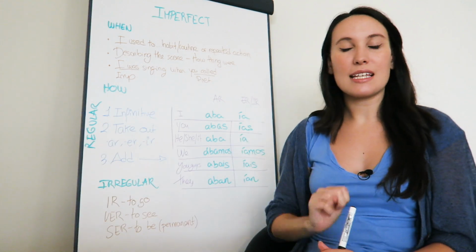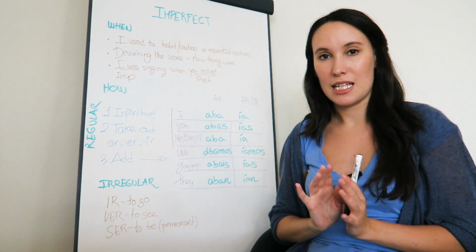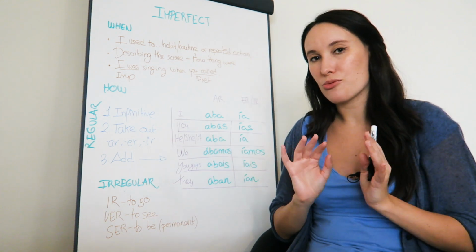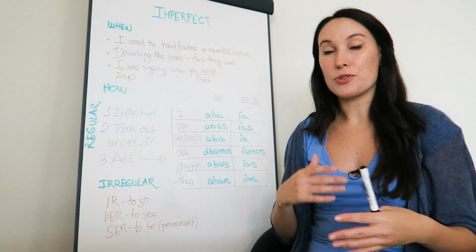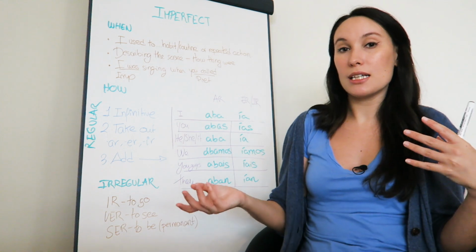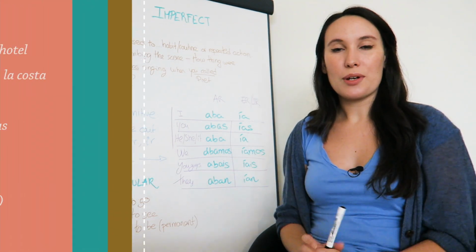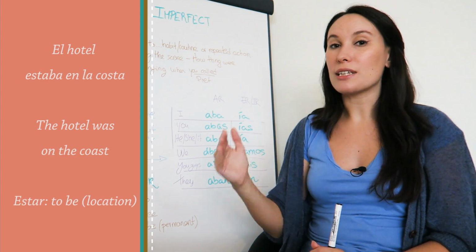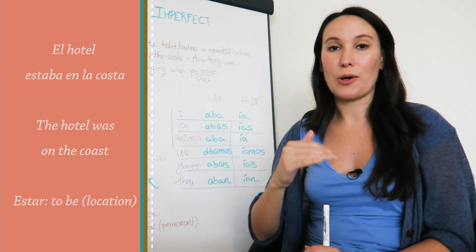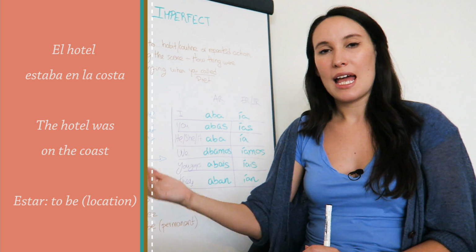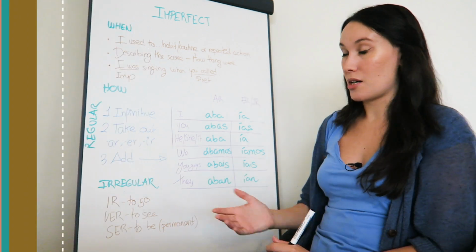The second case is describing the scene. So you describe how things were. For example, you're talking about your holidays, what you did, and then you describe the hotel. With, for example, el hotel estaba en la costa. The hotel was on the coast.